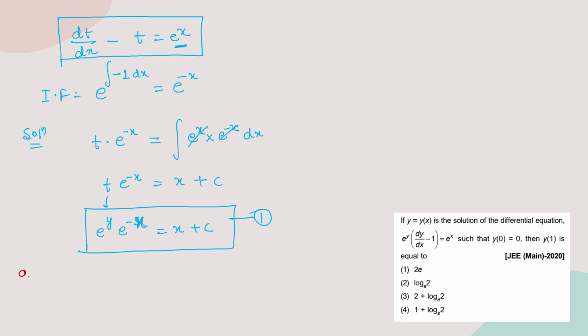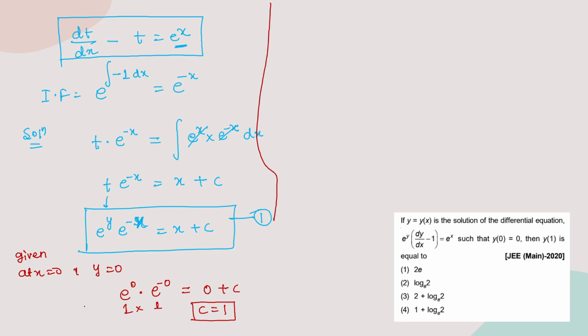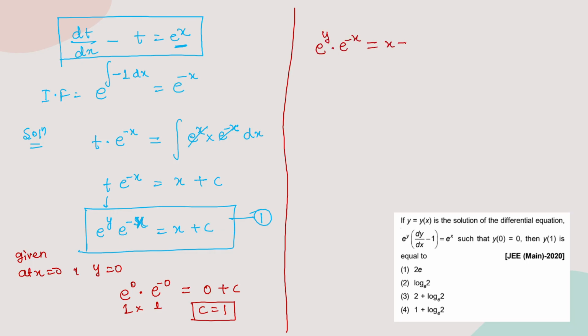So the condition is given that at x is equal to 0, y is equal to 0. So it means e to the power 0 into e to the power minus 0, which will not make any sense. 1 is the answer. X is 0, c is 0. This is 1, this is 1. So c will be 1. C will be 1. So now we will again put that back into the equation 1. So it will become x plus 1.